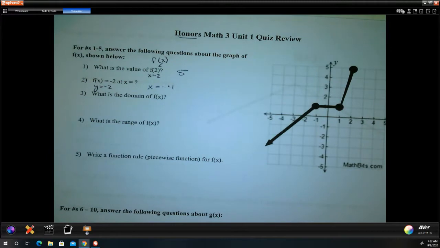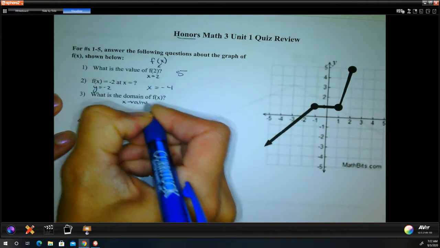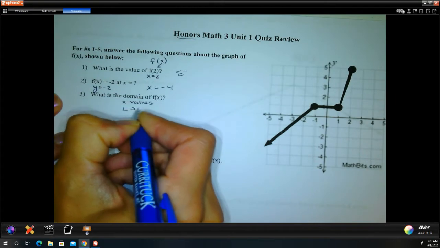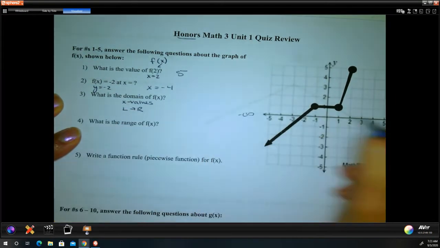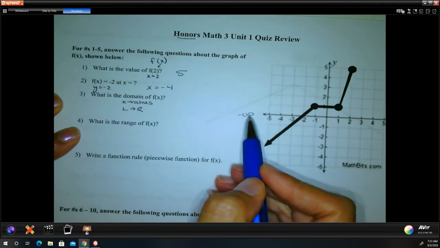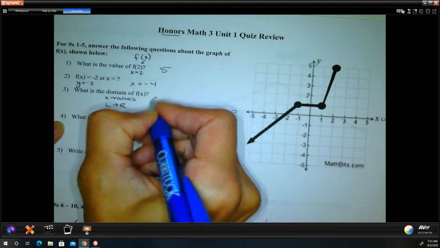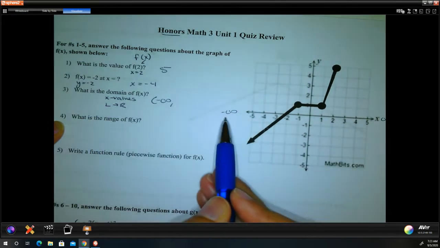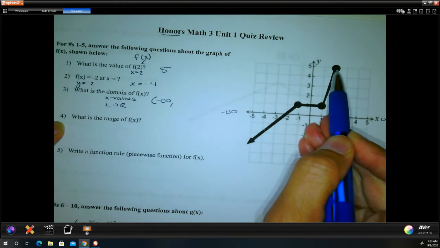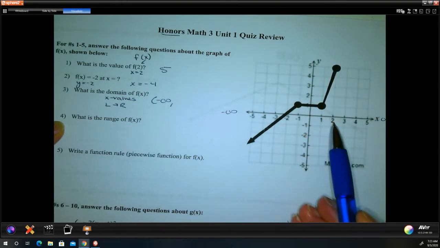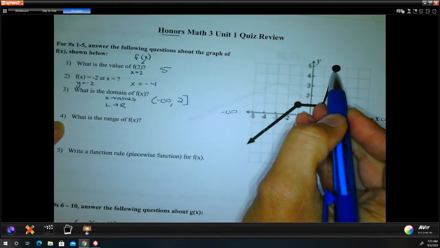What is the domain of this function? So domain are your x values, and you always want to go from left to right. So I'm going to go the left side, so that's negative infinity, to the right side. So this has an arrow over here, so that means it's going on forever. So the domain would be negative infinity. As I move to the right, I see a hard stop point right here. So that domain actually ends at 2, and it includes 2 since that's a solid point.